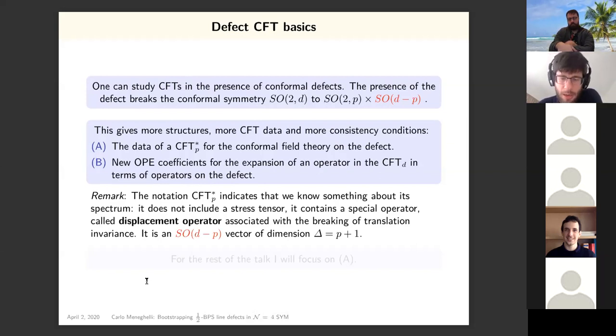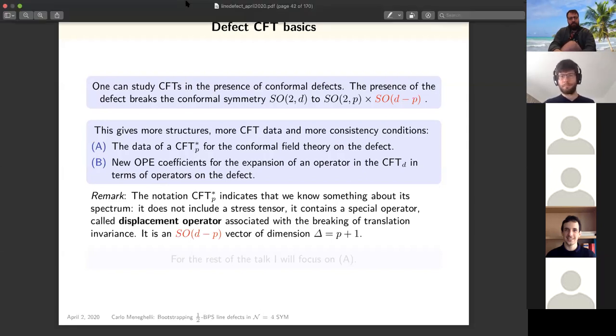So I will talk for a while in the remainder of the talk about this displacement operator. And in the rest of the talk, I will only focus on type A. So essentially, I will live on the defect and will not consider the interplay between bulk and defect.